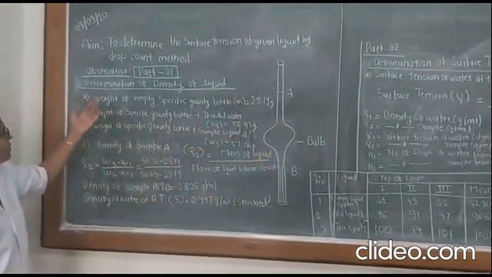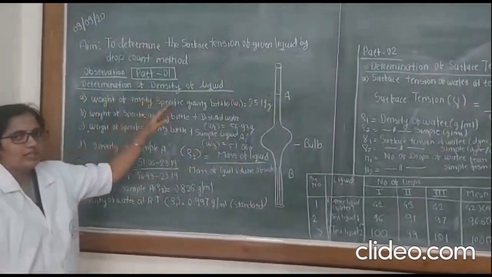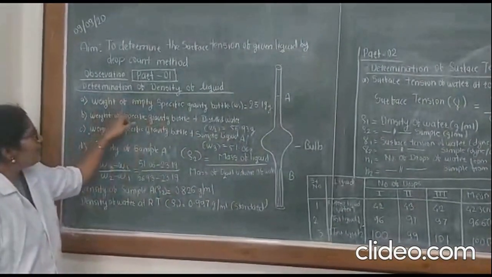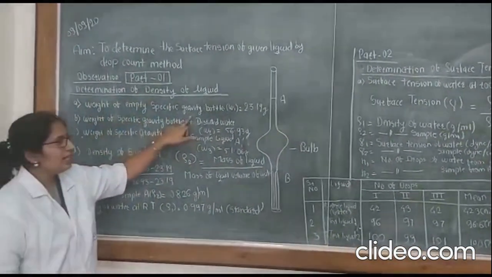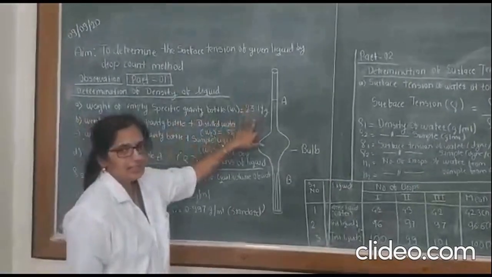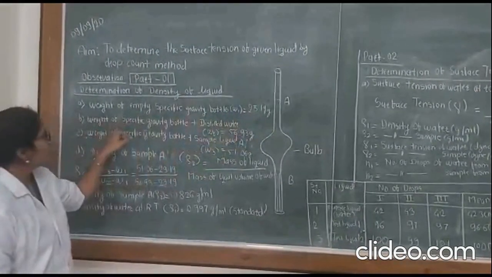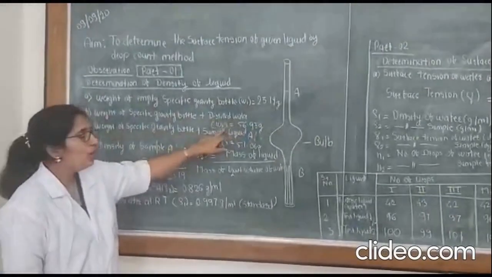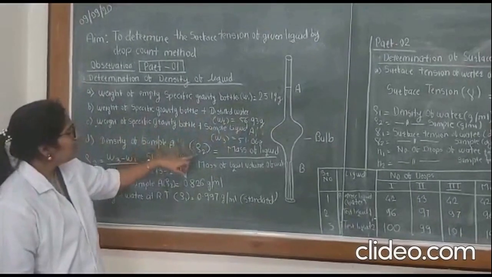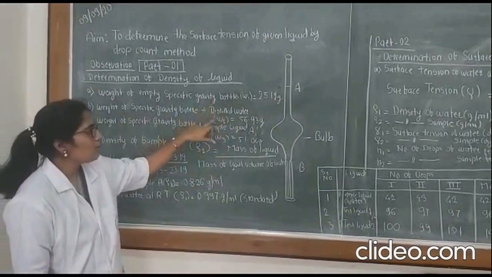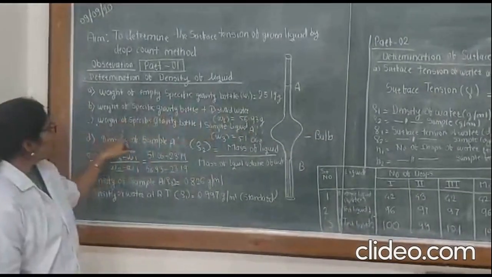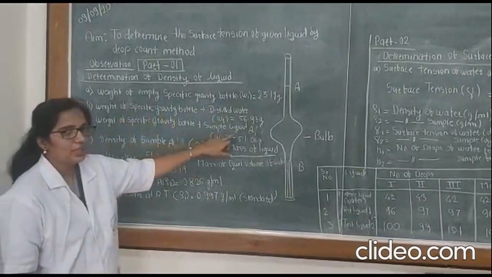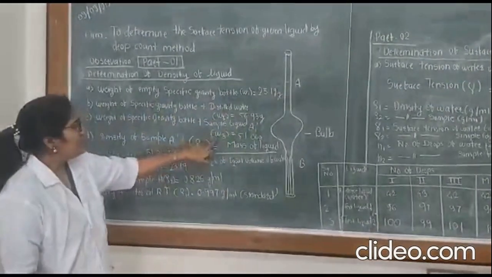Then in the procedure, first is the determination of density of liquid. First, the weight of the empty specific gravity bottle. Here I give an example like 23 gram, that is W1. Then the weight of specific gravity bottle plus distilled water, that is W2. From that we will get the mass of the water. Then the weight of specific gravity bottle plus sample liquid, that is W3.